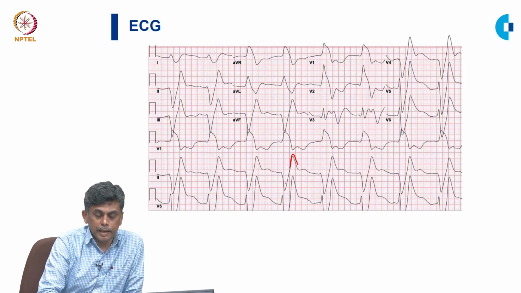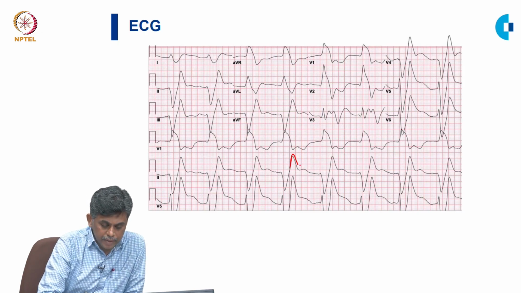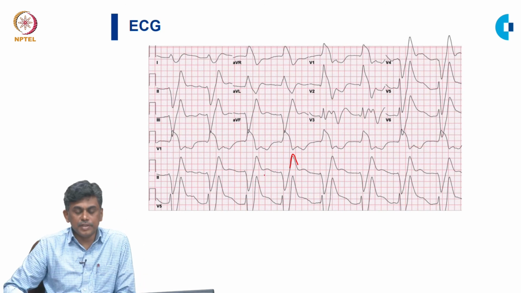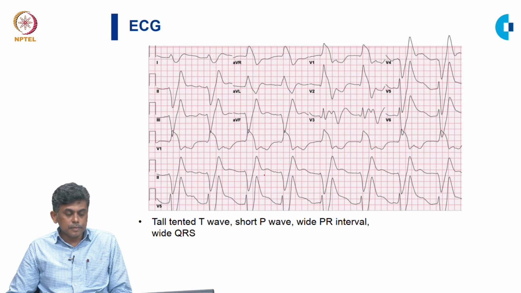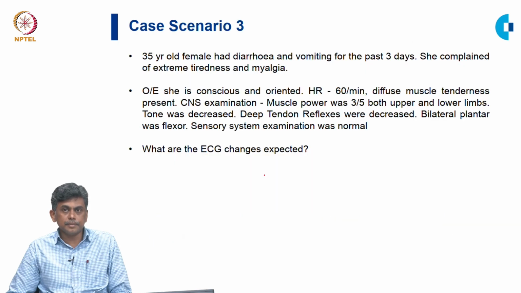So what are the points you get here? Tall tented T waves, shortening of the P wave, QRS complex widening as if it is like a sine wave, and all these are classical features of hyperkalemia. Okay, so this is also a very good example of the electrolyte abnormality of high potassium. Now we will go to the third scenario.